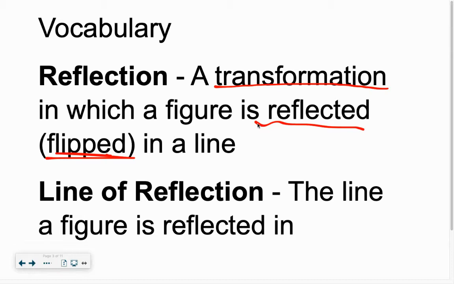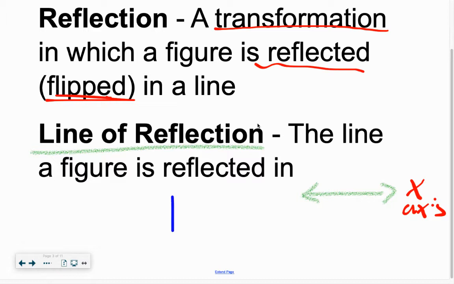And importantly today, we're going to have a line of reflection. Usually the x-axis. Remember, the x-axis is the one that goes horizontal. Or the y-axis, which will be the one going vertically, going up and down. X-axis is your horizontal axis, like the horizon where the sun sets. And the y-axis is what goes up and down. Be very careful that we reflect it in the right one.